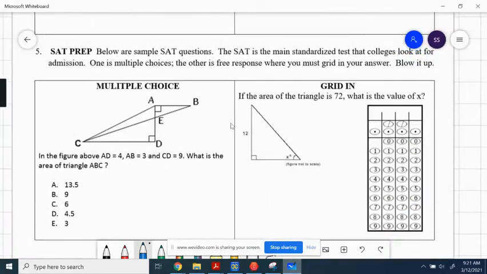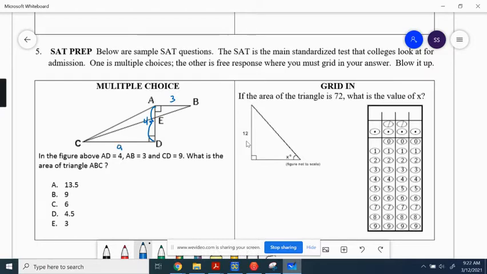All right. 5, we've got some ACT or SAT style questions here. First one's a little trickier. So we need to find the area of a triangle, but it looks like we have kind of like 3 triangles here. So let's label everything out. We have AD, so that's this distance right here, is 4. AB is 3. That's right here. And what else? CD is 9.